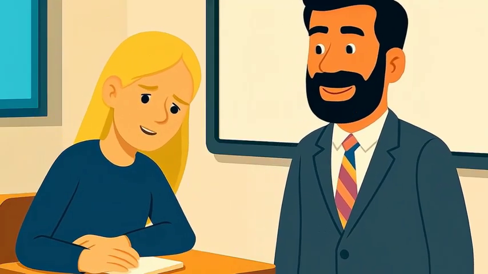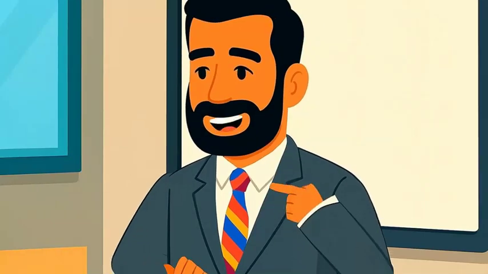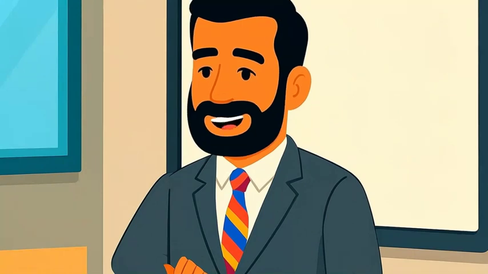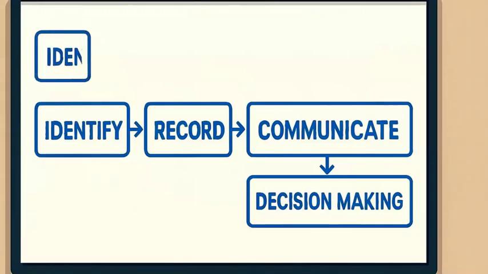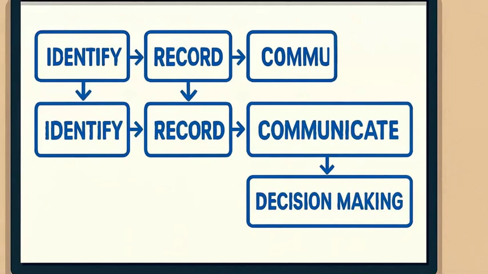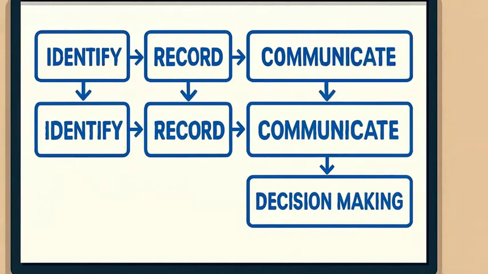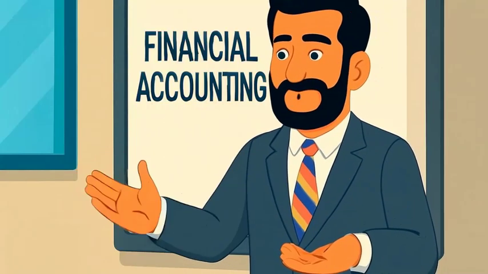Sir, it's about recording money, right? That's part of it. Accounting is the process of identifying, recording, and communicating financial information to help people make decisions. For example, imagine you run a small coffee shop. You record what you earn from sales, what you spend on coffee beans, milk, and rent. At the end of the month, those records help you know whether you made a profit or loss. So accounting is really the language of business.